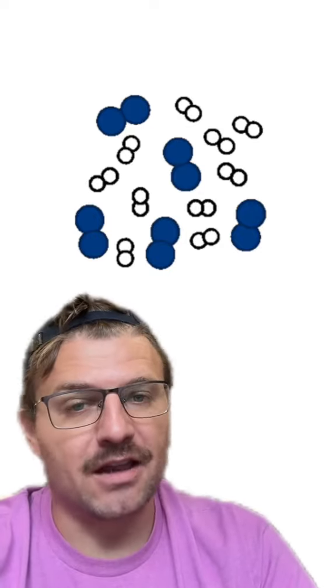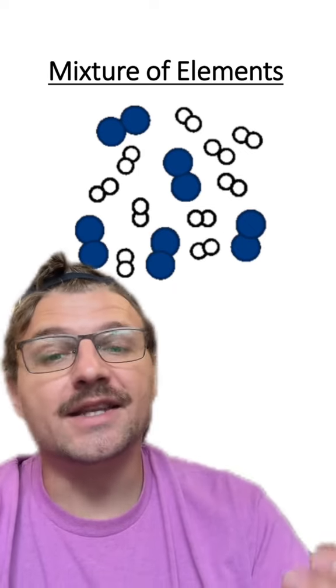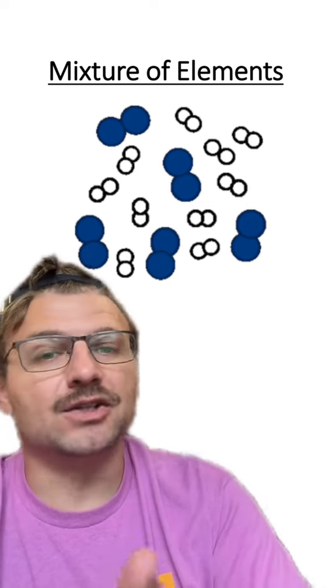Does this show a mixture of elements or a mixture of compounds? Since these molecules are only made of one type of element, you can see the blue element here and the white element here, these are a mixture of elements.